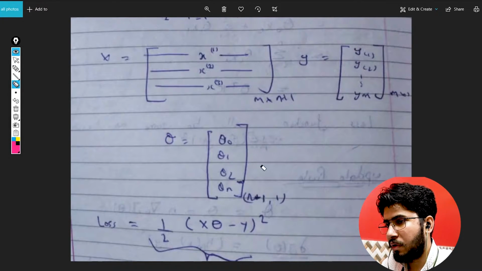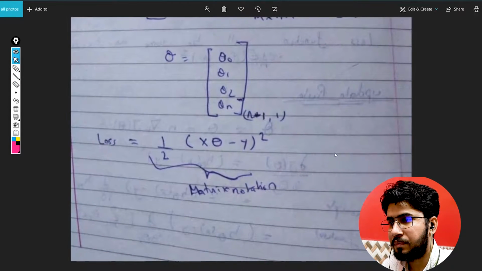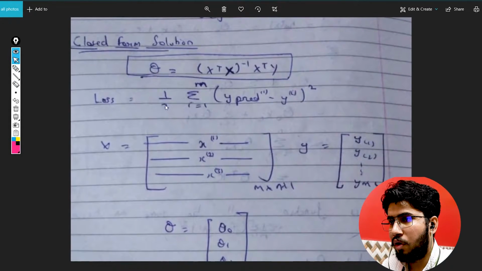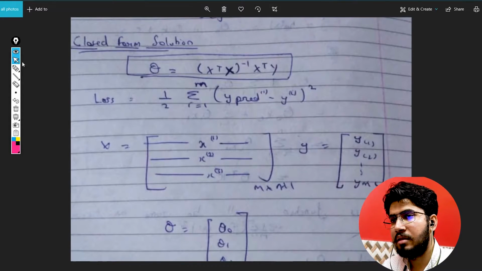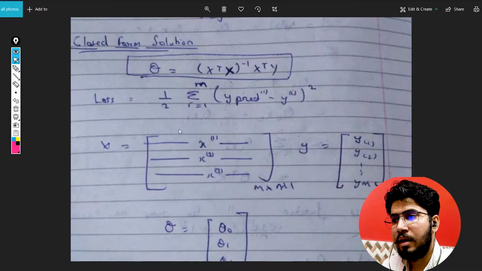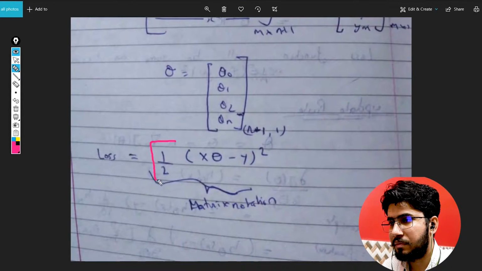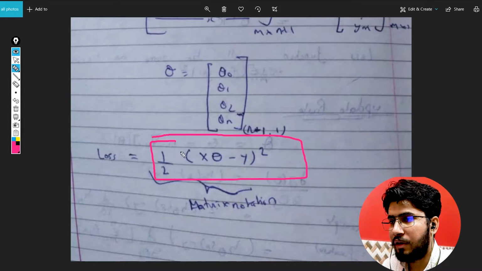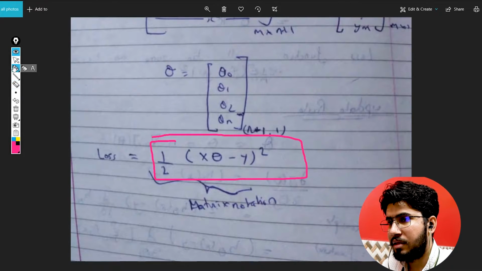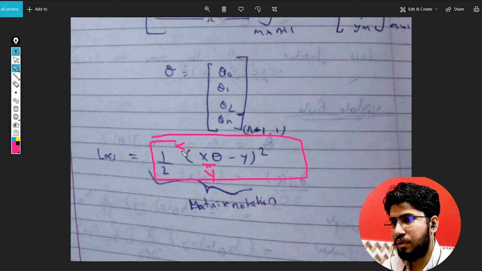Okay, now let's take a look at the loss. This was our original loss, and if we just use this loss and implement it in matrix notation, then we are going to get this. We do not have to use the sum because we are doing matrix multiplication, so it is automatically going to take care of that. It is nothing but y hat minus y and whole square, and we do not have to use this because this is a matrix.